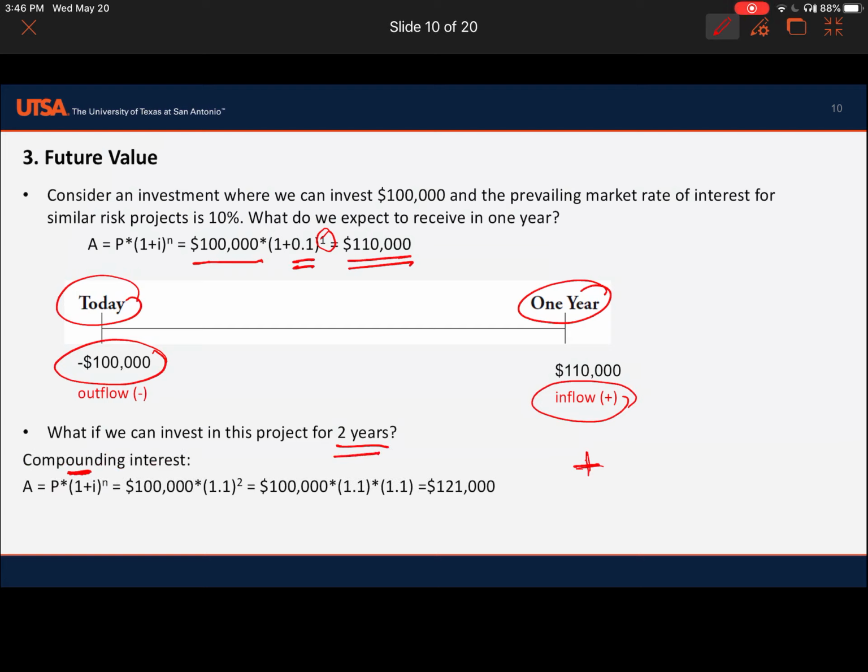Again, we have principal amount, which is 100K, multiplied by 1 plus interest rate over n, which is 1K. Interest rate is 10%. The number of periods is 2. It equals $121. So basically it shows the second year.